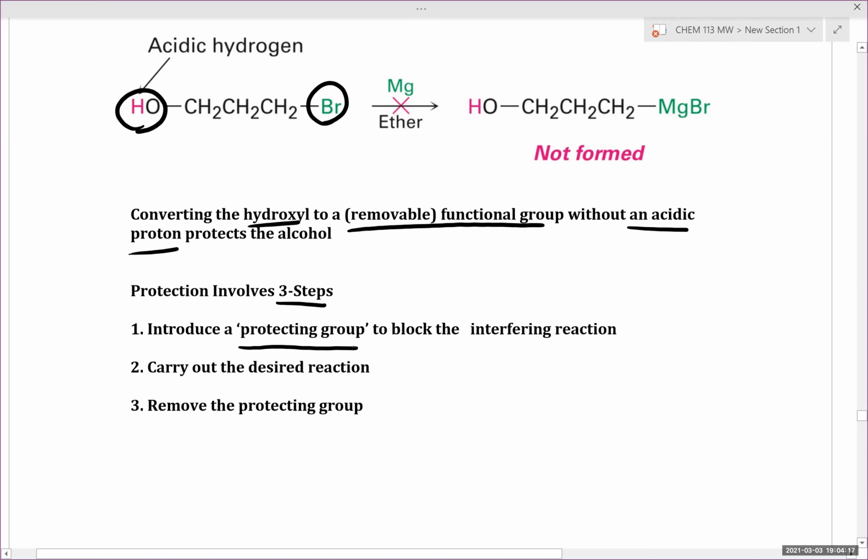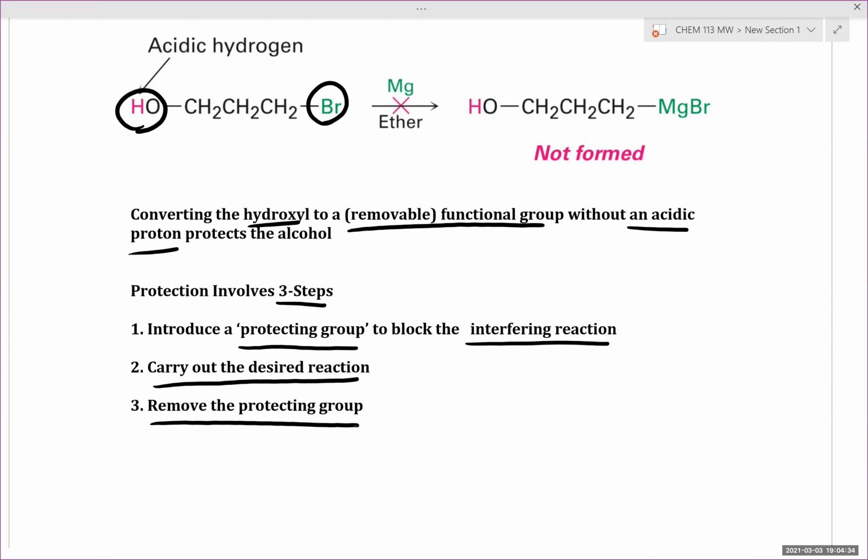You introduce a protecting group to block the interfering reaction. You carry out the desired reaction. And in the final step, you remove the protecting group. So, although this uses up a lot of reaction steps, this is a wonderful way to enforce chemoselectivity.